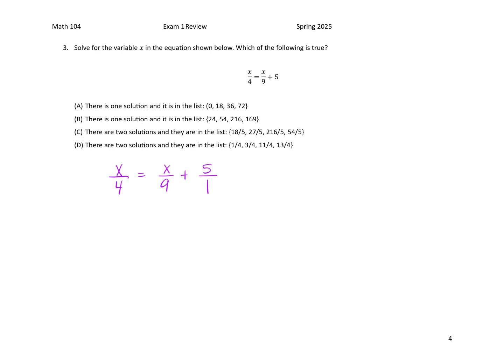And then I'm going to get a common denominator. I want them all to have the same denominator. So I am going to multiply every fraction by a fancy form of 1 to make all the denominators 36. Okay, so now I'm going to have 9x over 36 equals 4x over 36 plus 180 over 36.